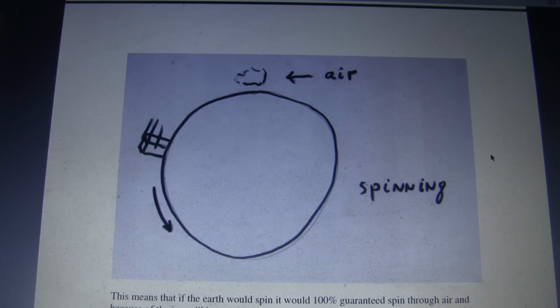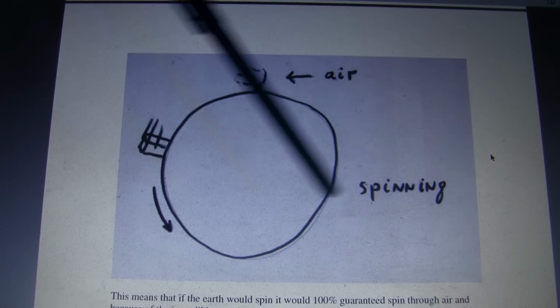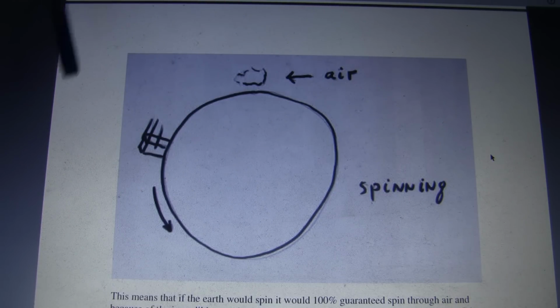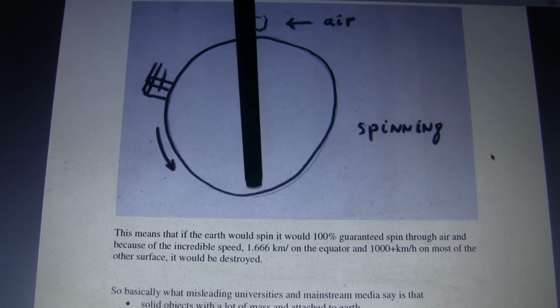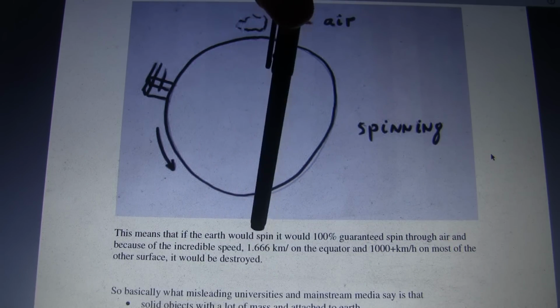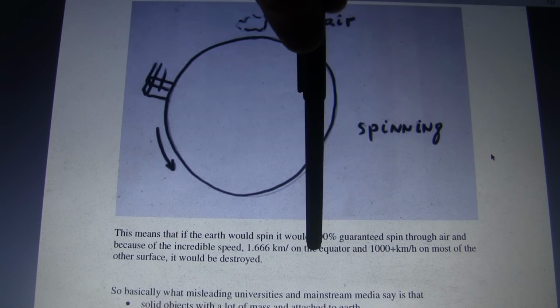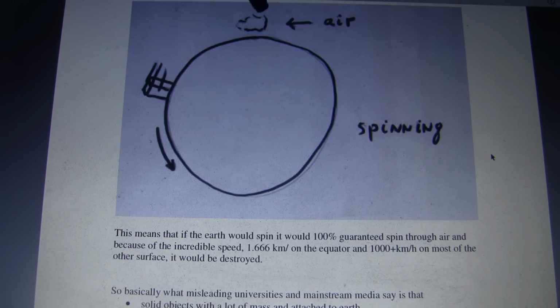So it means that in reality we will always see, if the situation really occurred, totally different things happening to air and solid objects. They will behave different in this environment, and they can never ever behave the same way as everybody is trying to make you believe now. Think about the enormous speeds, 1666 kilometers per hour on the equator, and 1000 plus kilometers per hour in different places.